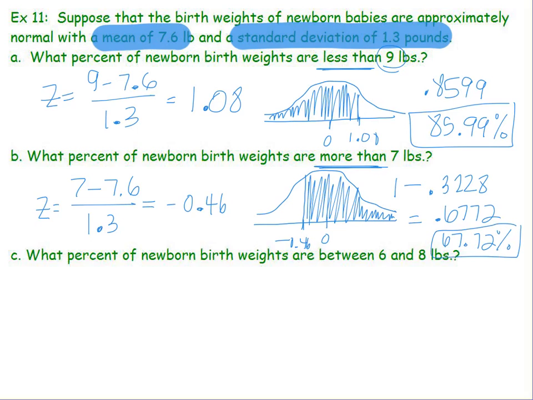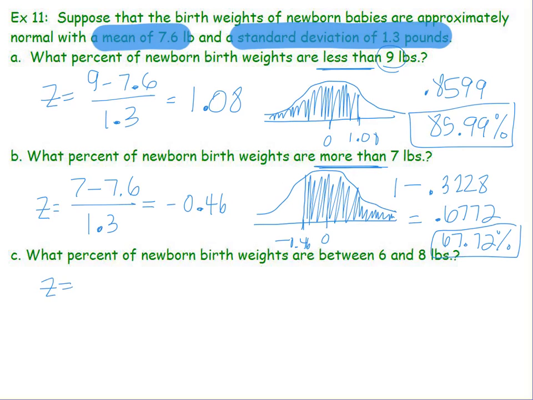What percent of newborn birth weights are between 6 and 8 pounds? Between is a whole new question. We have 2 data values. Which one do we figure out? The answer is we figure them both out. I always tell people, use your higher one first.